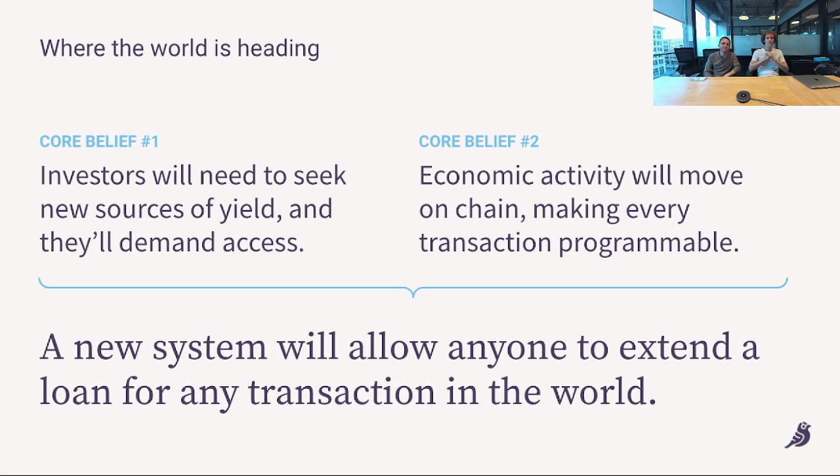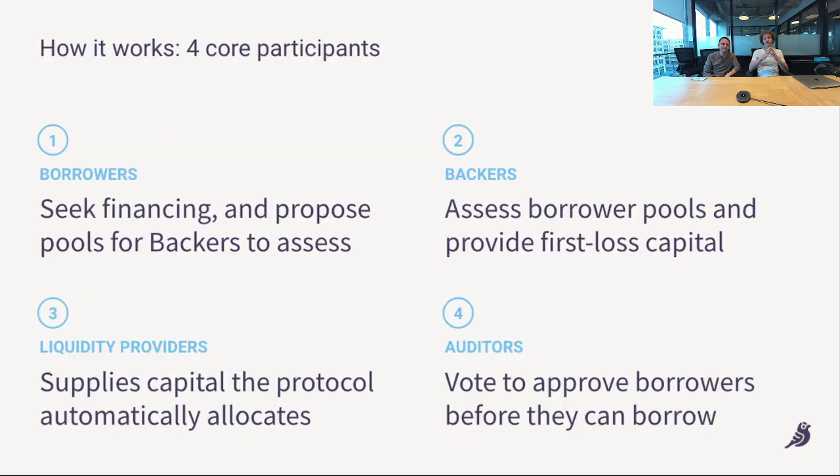Now let's get a little more specific. Goldfinch, as a protocol, has four main participants. One is borrowers, the second is backers, the third is liquidity providers, and the fourth is auditors. Let's start with borrowers. They are companies who are seeking loans. They create borrower pools, and then those borrower pools are assessed by the backers. Backers are individuals who assess those borrower pools and put up their own capital as first loss, highest risk capital into those borrower pools.